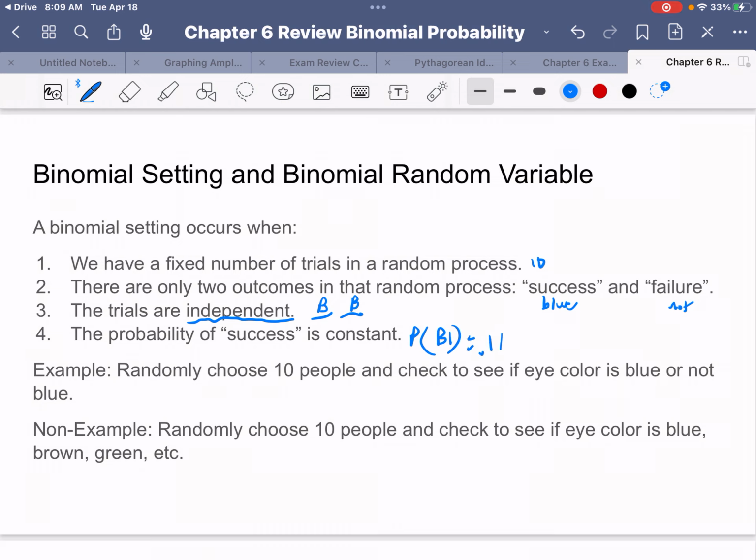And isn't the probability of getting blue eyes every time you check a person the same amount? Okay, whatever that is. Now, a non-example: randomly choose 10 people and see if their eye color is blue, brown, green, etc. Well, you see blue, brown, green, that's more than two outcomes. So then that's not a binomial setting. All right.